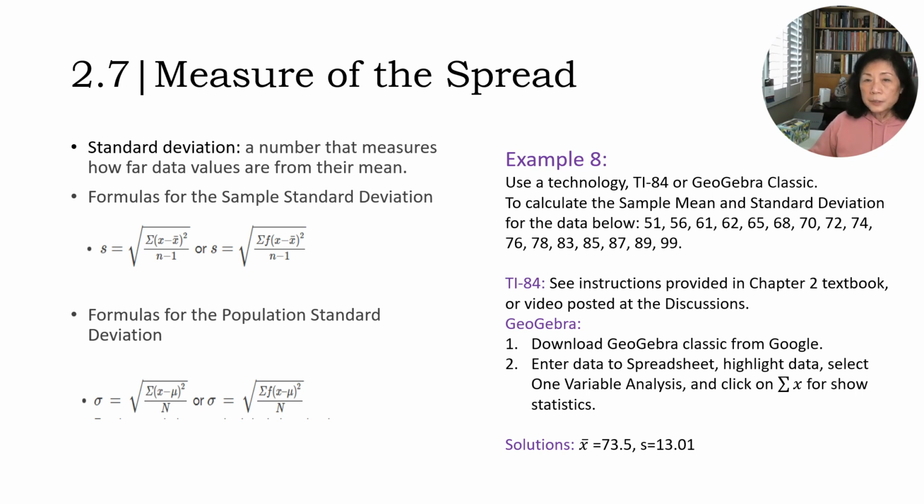Hello, let's continue to section 2.7, measures of the spread. We are to study standard deviation, a number that measures how far data values are from their mean. So we need to find the difference between each data value and the mean. Then take the difference, square it, add them up, then divide by n minus 1 if the data is a sample from a population.